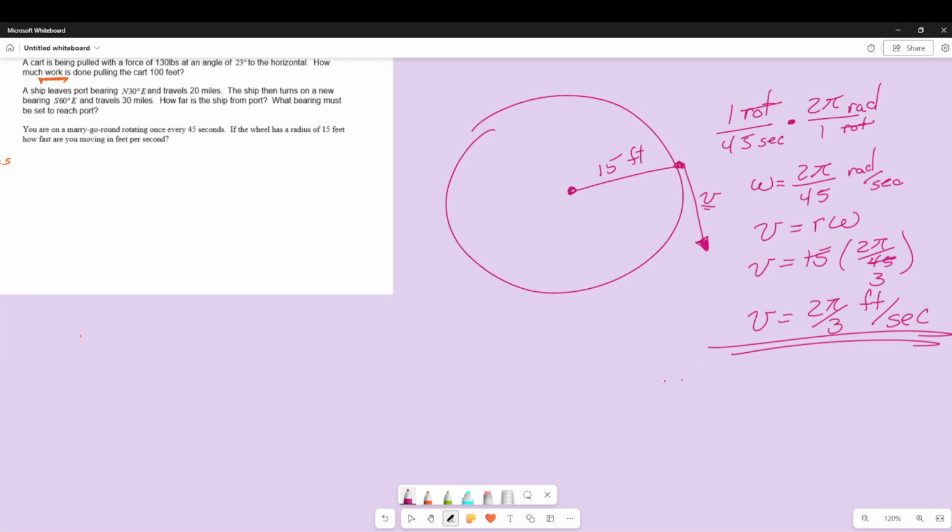So, how fast are you moving? You are moving at 2 pi over 3 feet per second. Or approximate it if you want. Okay, hopefully that helps. I'm glad we got that in one video. That'll be nice.